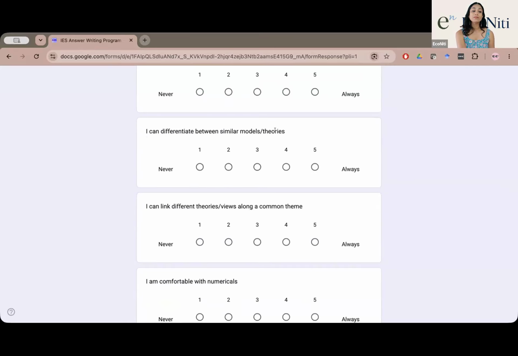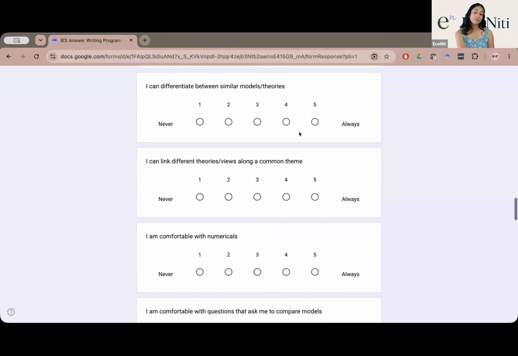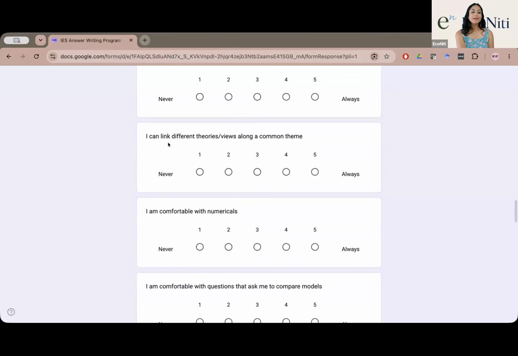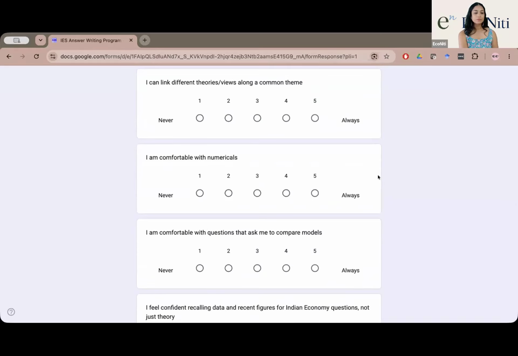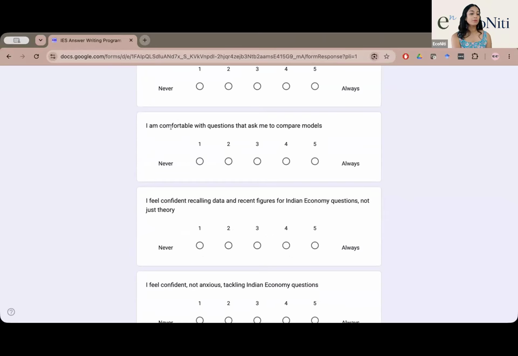I can differentiate between similar models or theories, right? For a nuanced answer writing. I can link different theories or views along a common theme. This is something that you will encounter again and again. कि बहुत बारी questions इस चीज को demand करते हैं, right? You will see this in more detail, but this is another skill that is required in answer writing. I am comfortable with numericals. I'm comfortable with questions that ask me to compare models.